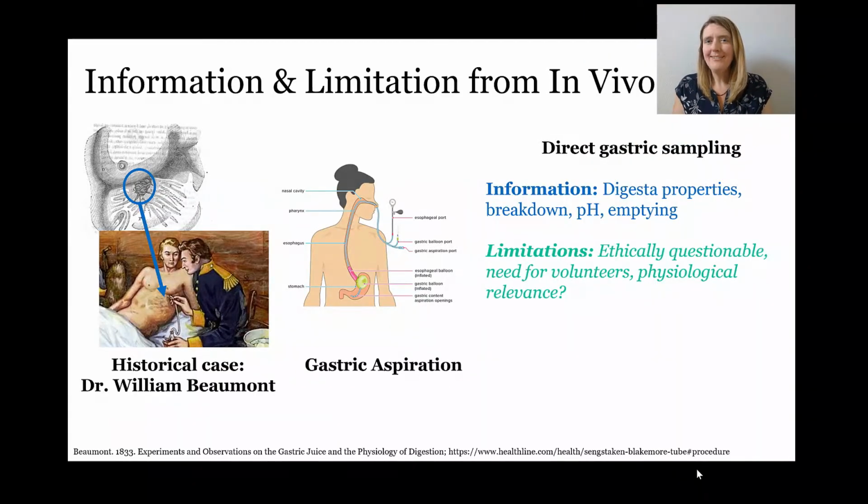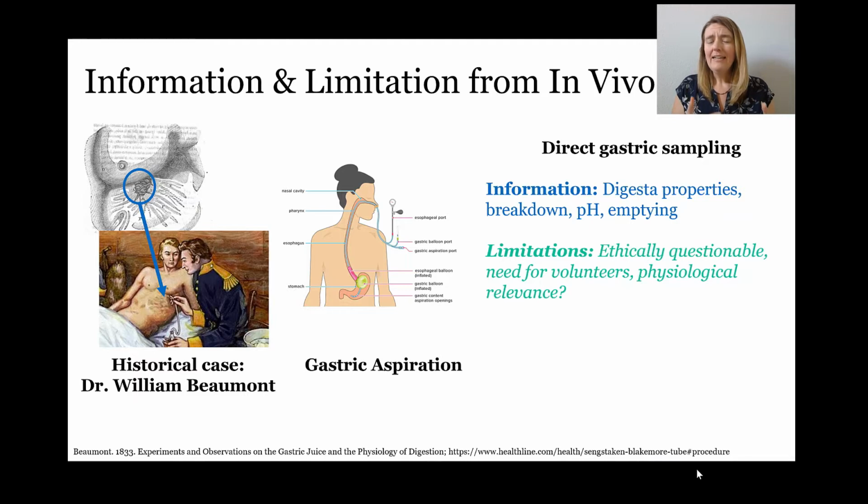One way would just be to take samples from people. So in a historical case back in the 1800s, Dr. William Beaumont in Michigan in the US actually had a patient who had a permanent stoma in his stomach from a bayonet wound, and he used this patient to study digestion of different foods. And these days, there's also gastric aspiration, so using a nasogastric tube to be able to take samples from the stomach or intestines of someone after they've consumed a meal.